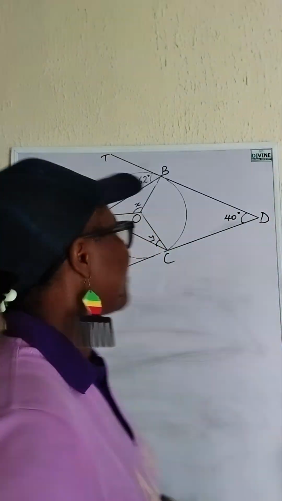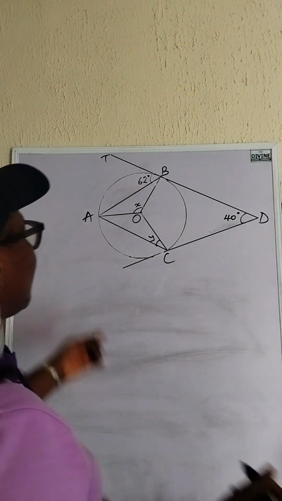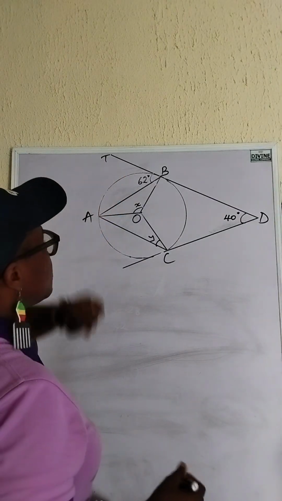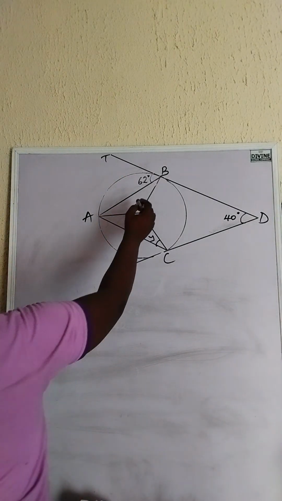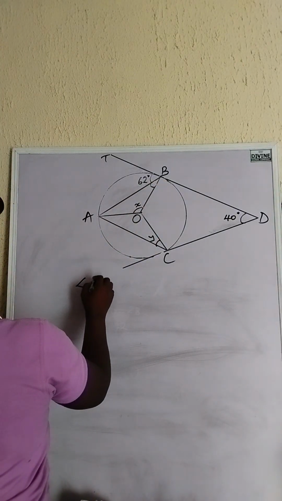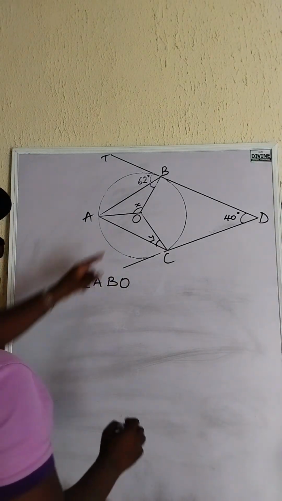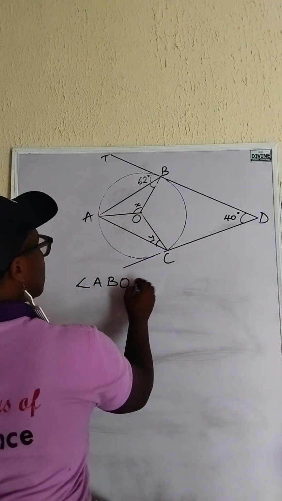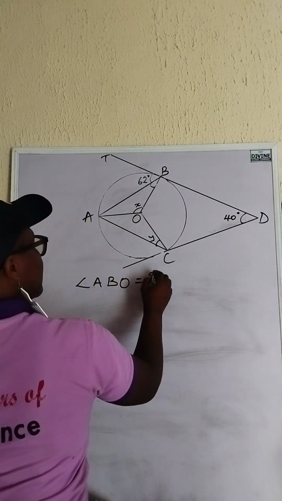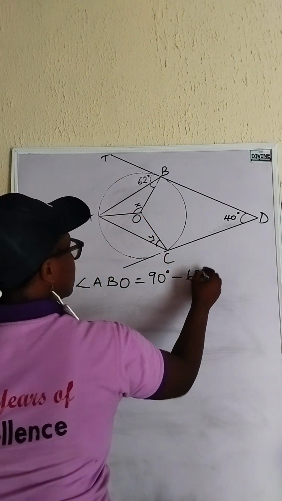Let's solve for the values of x and y. Okay, let's start with x. Let's find x. So we'll find this angle ABO. Angle ABO is equal to 90 degrees take away 62 degrees.